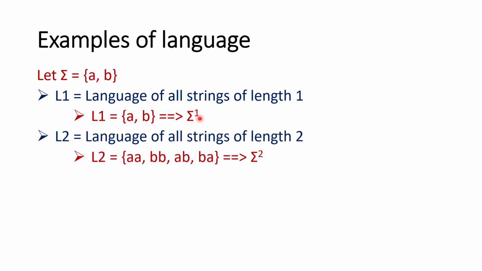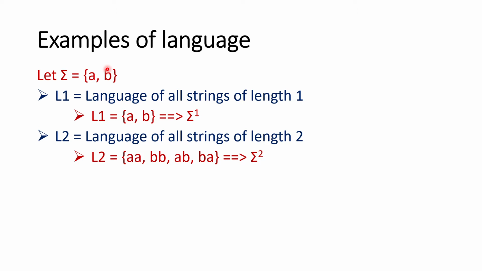And why only A comma B? Because since the length is only 1, either A will be there or B, that's why. But if I extend it more, a language of all strings of length 2, since I have symbols A and B, we have not said how many sequence. We have not said that repetition is not allowed.